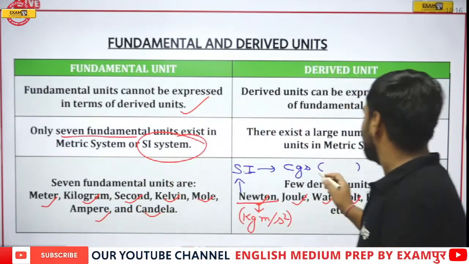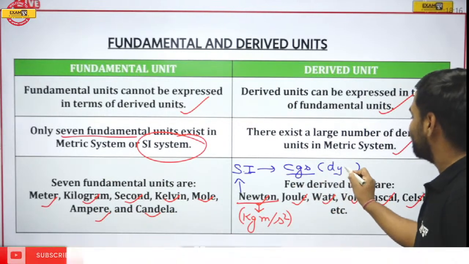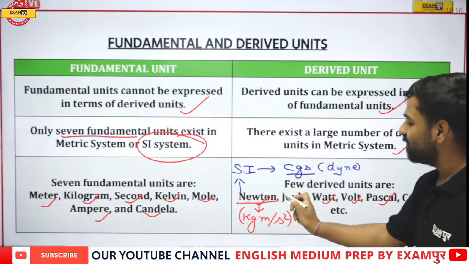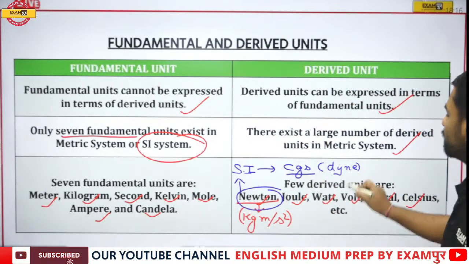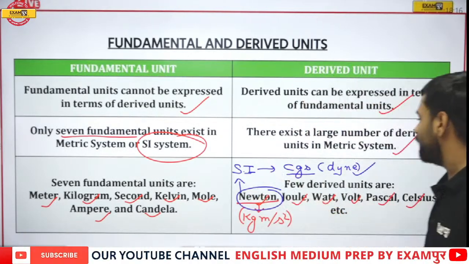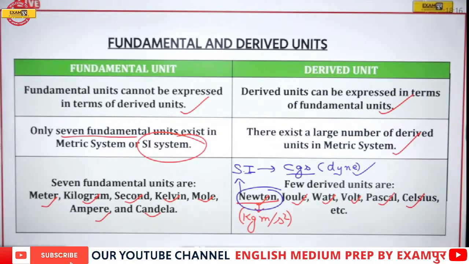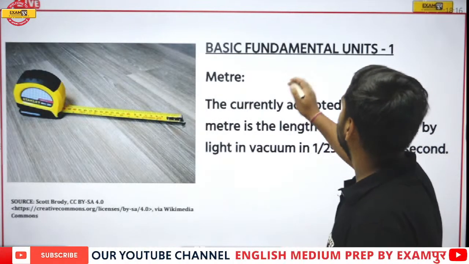So here you can just put, this is the CGS unit and that is Dayan. He has given his name for the SI unit, that is Newton, but the CGS unit is Dayan. This is asked in the examination, so we must be aware of it. These are the derived units which are dependent on the fundamental units. So let's have a discussion on the fundamental units.